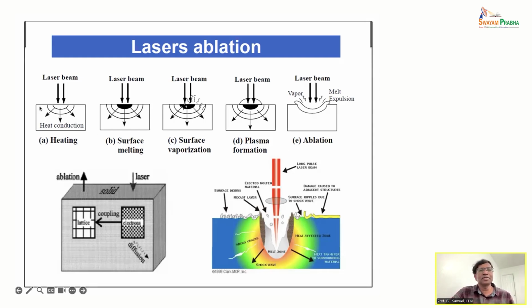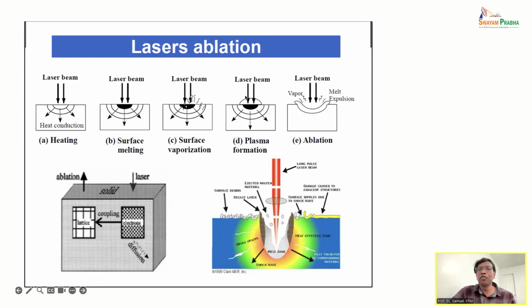We have the material, and then we put the laser beam on it. What generally happens with a continuous laser is that there will be heating, a small amount of surface melting, and then the surface starts vaporizing.